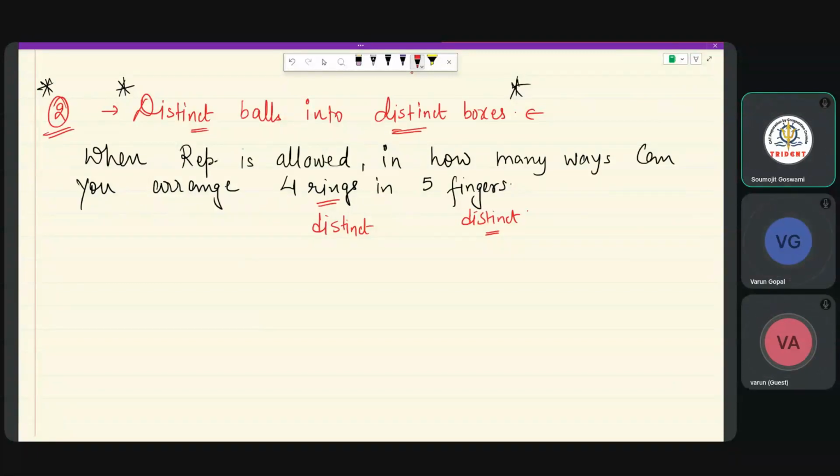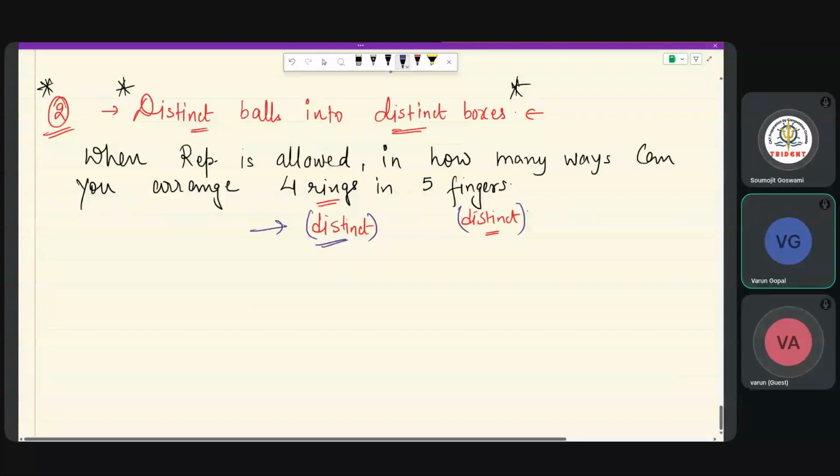Question is, in how many ways can you arrange the rings on the fingers? Please understand, my dear friends, if the question is not mentioning this, then the question cannot be solved. The questions will have to mention this.